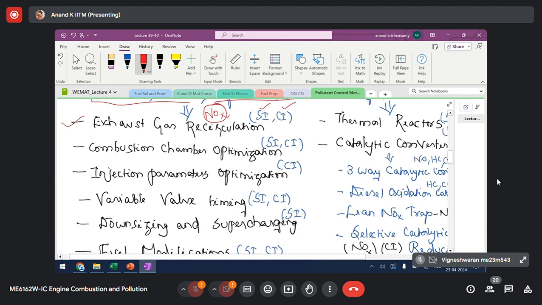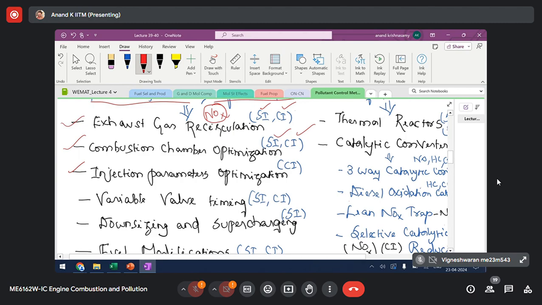The second in-cylinder option is combustion chamber optimization. We already discussed in chapter 3 the combustion chambers that are available, the design of combustion chambers for SI and CI. By carefully optimizing the combustion chamber, you can reduce primary pollutants both for SI and CI engine. We will discuss this. So this is an effective in-cylinder control method.